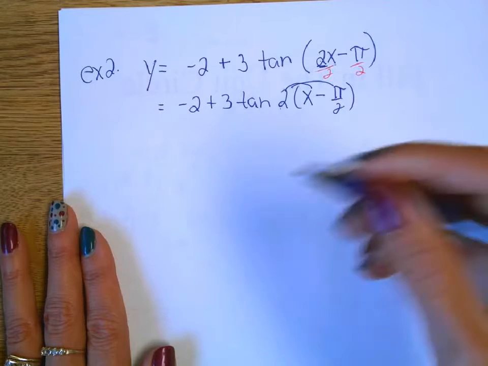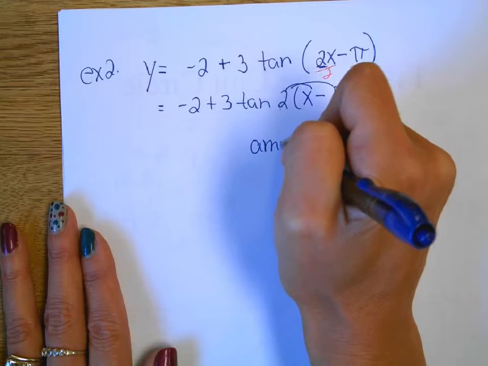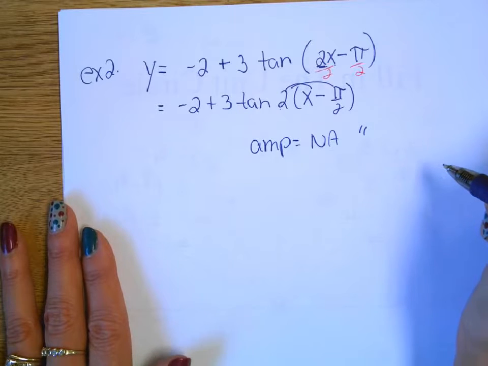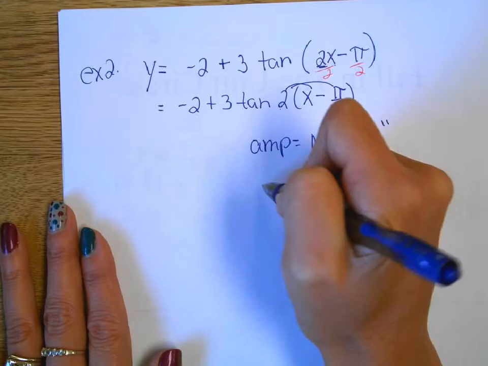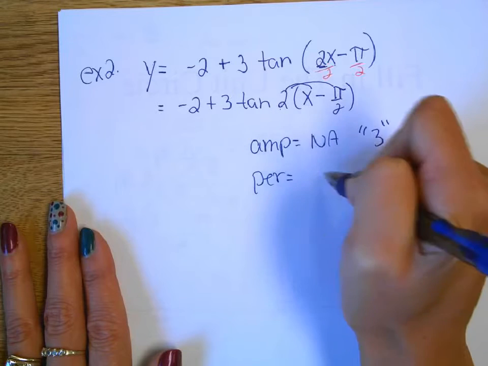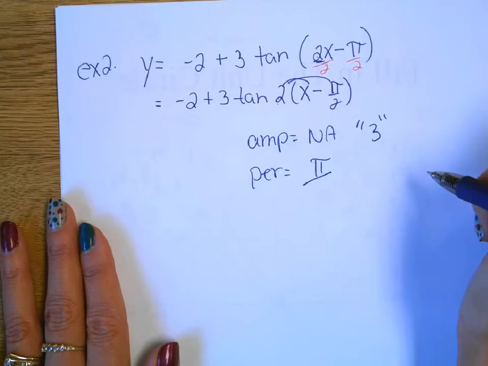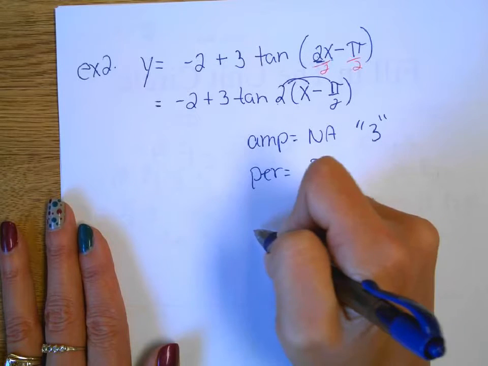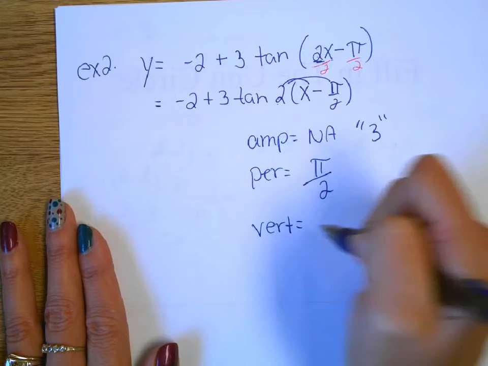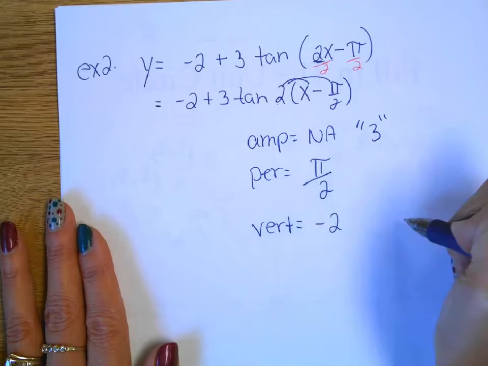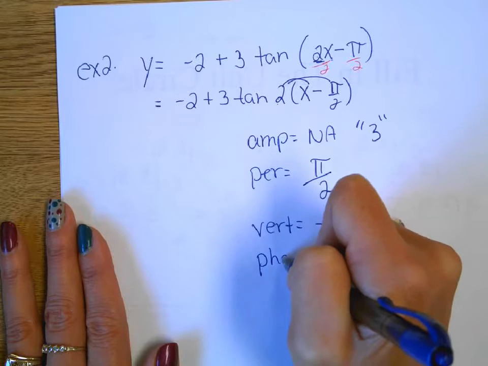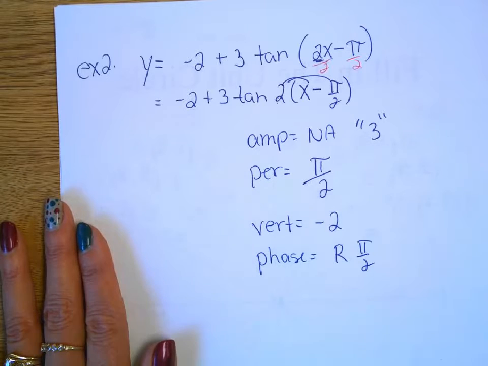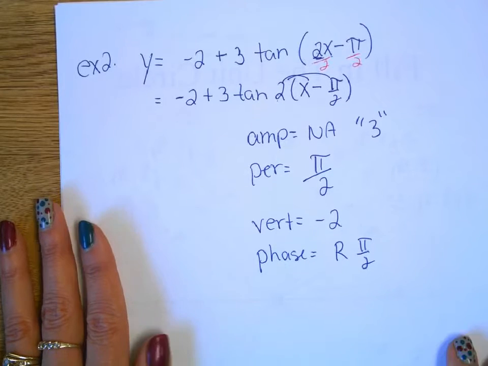Amplitude. What's going to help me find max and mins? A 3. Period is pi divided by the 2. The B is a 2. Vertical shift: negative 2. Phase: pi over 2. Right. Pi over 2. Okay.